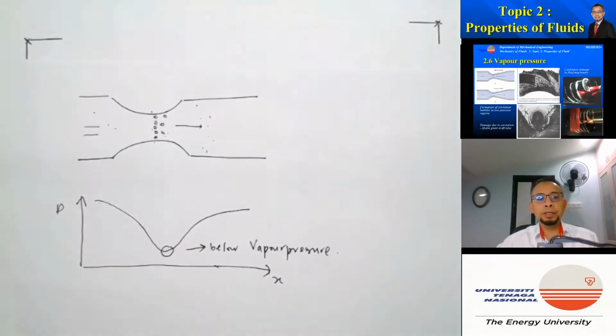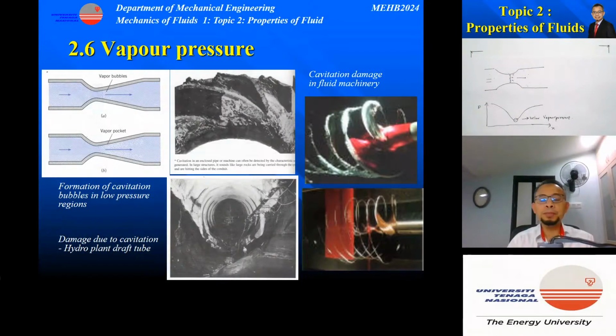fluid machinery. This figure shows some examples of what happens when cavitation occurs. In turbomachinery, for example, in the regions where pressure is lower than the vapor pressure, cavitation will occur and it will cause damage to the plates. And here are examples of damage due to cavitation in a hydro plant draft tube. You can see here, this is a draft tube which is quite big, and this is a figure of a human. So this is the kind of damage which has occurred due to the formation of cavitation.